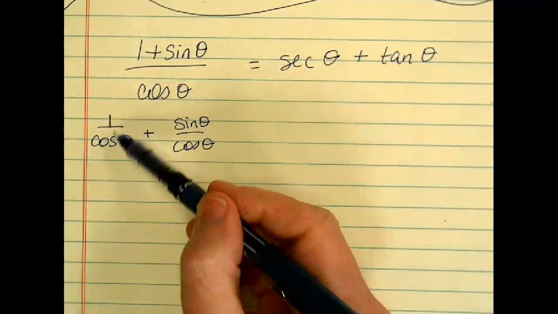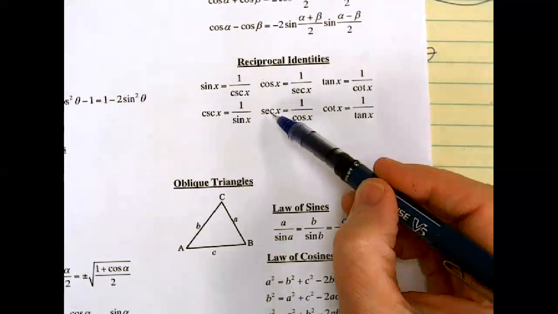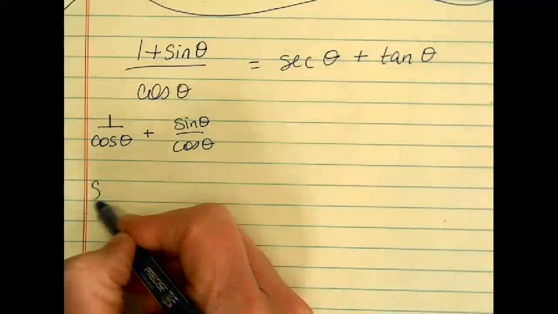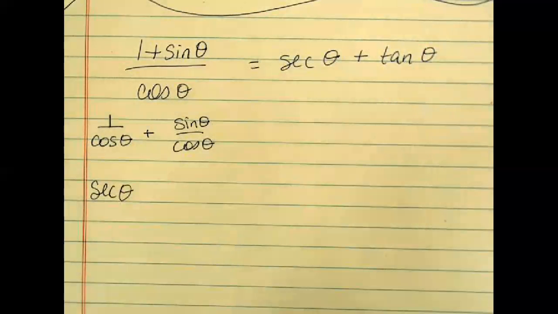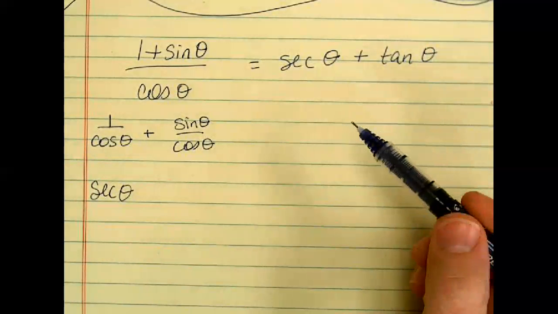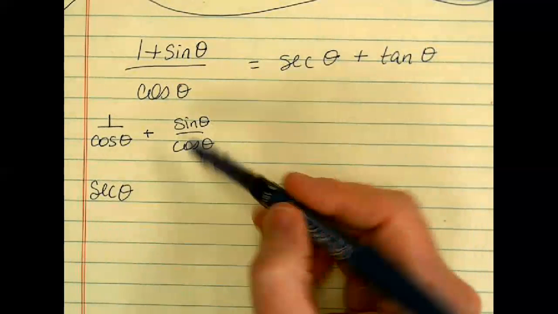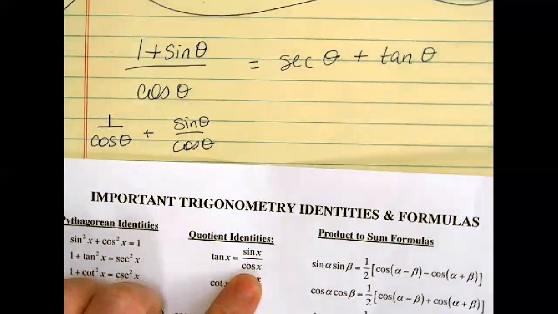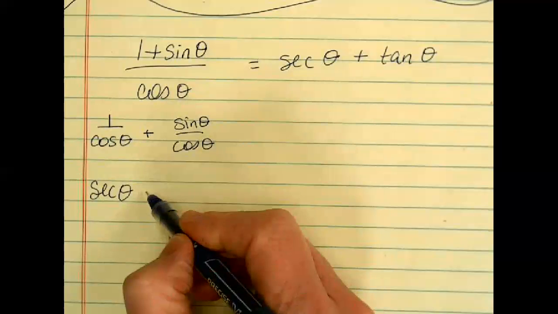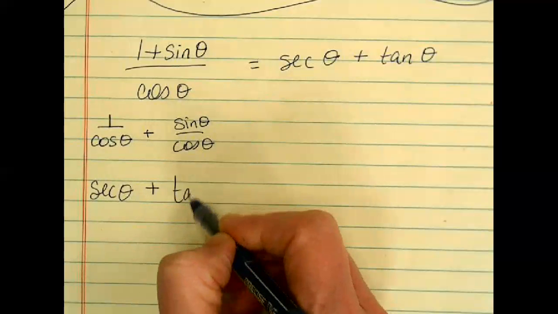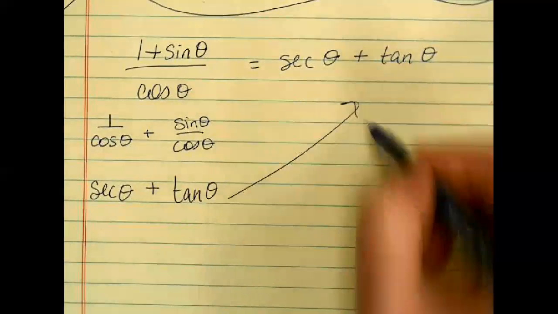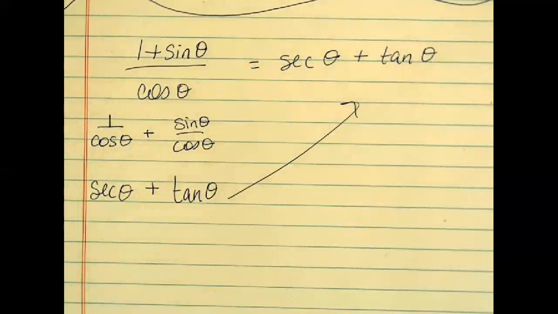Then I can try with 1 over cosine. There's 1 over cosine. It's equal to secant. So this is secant theta. X and theta are, you just use whatever you want. There's no difference in X or theta or Y or whatever on there. And then sine over cosine is the tangent. So that's adding the tangent of theta. So there I have verified that identity.